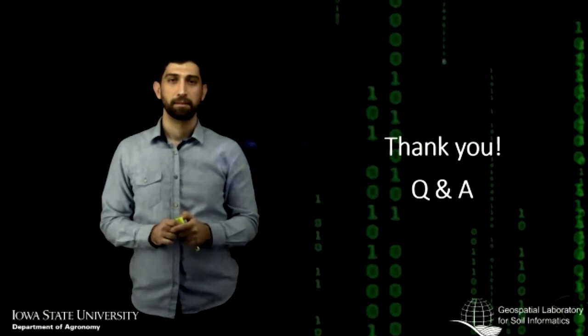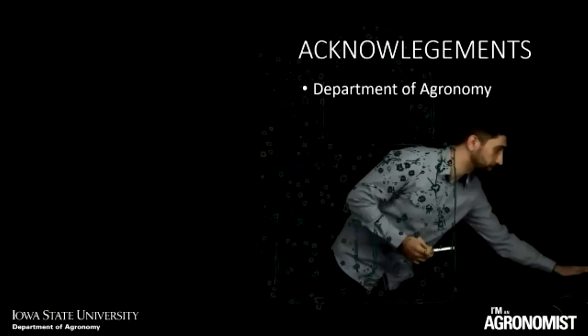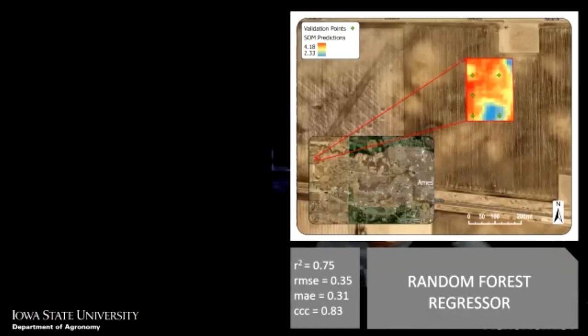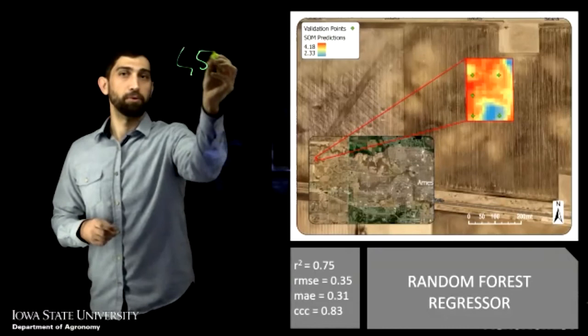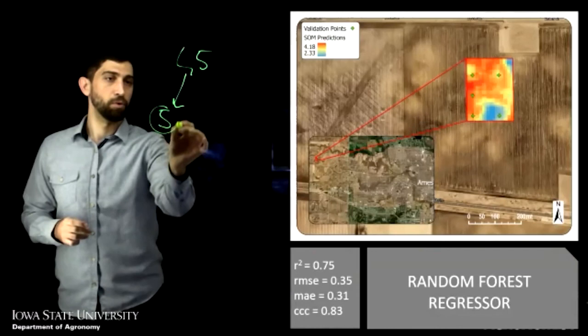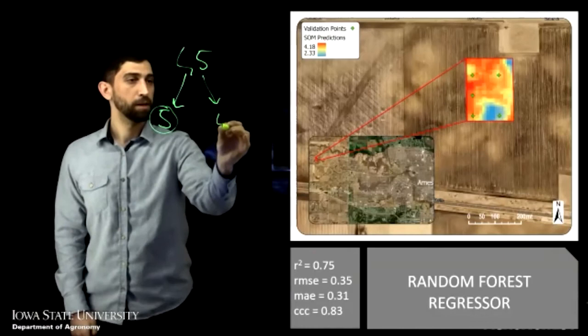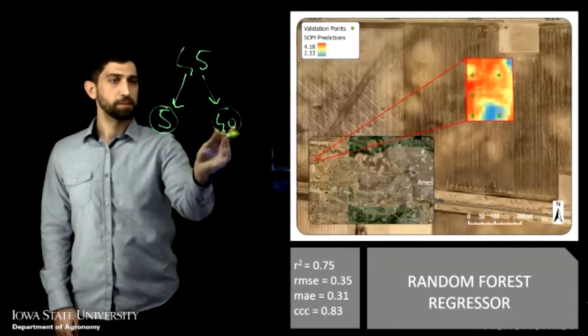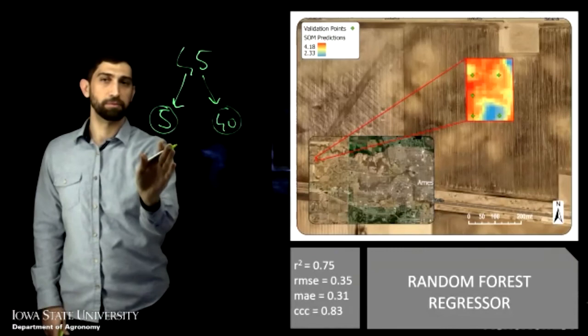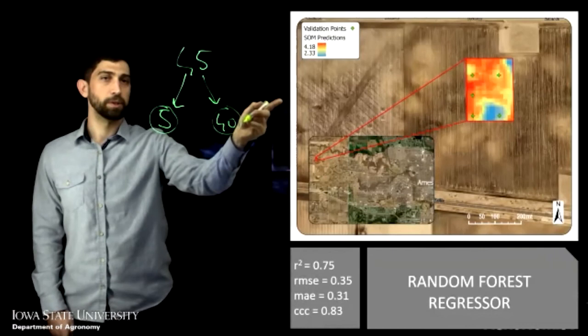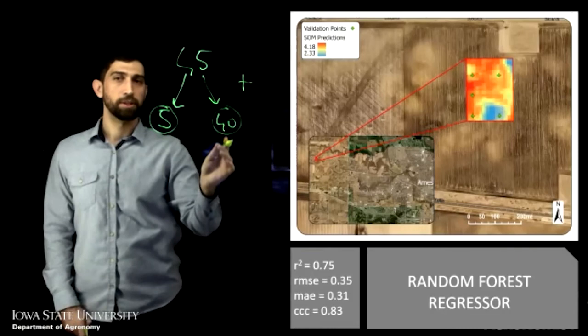Okay, so let me go back to the slide that I'm showing, the validation, if you don't mind. So here, for this map, I said that there are 45 samples, and five of them were not included in the model building process, but 40 of them were used to build the predictive model. This is because the model doesn't know about these five. Therefore, we can use these five. They are basically the green plus symbols. So these were not used in the model.